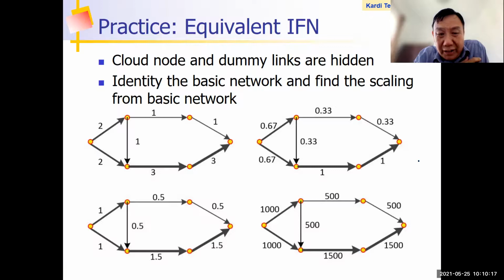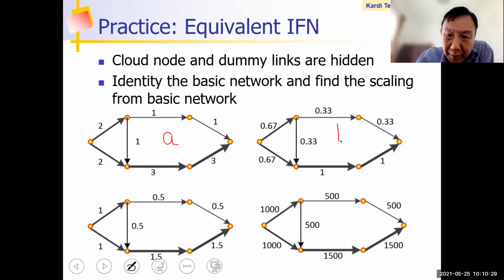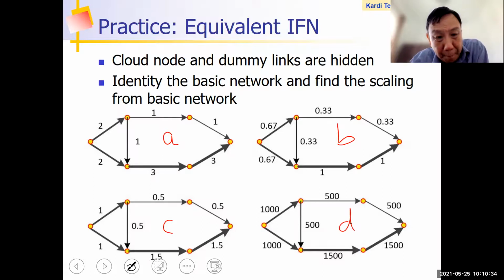Which one are all integer? So I will keep the names. This is called A. I'll give the names A, B, C, and D. Which one? A, B, or C, or D, Michael?